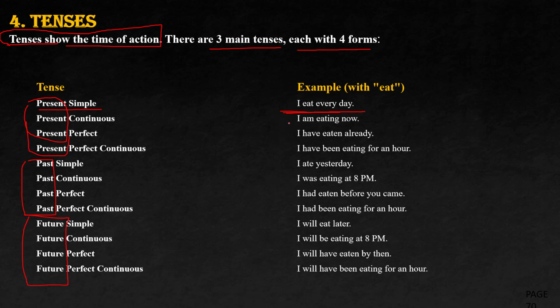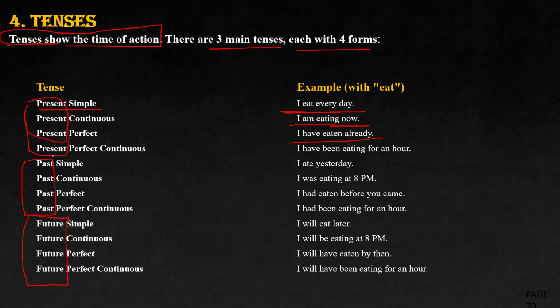Present continuous. It shows the action is ongoing. For example, I am eating. At the present you're doing it. So I'm eating now. Correct? Present perfect. So it's already done. Currently, in the present only, I have just now completed it. I have eaten already. Right?